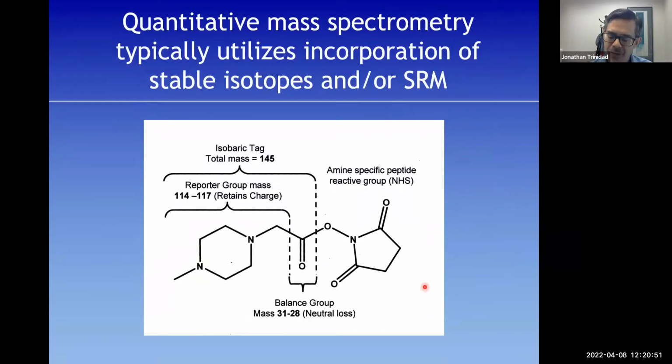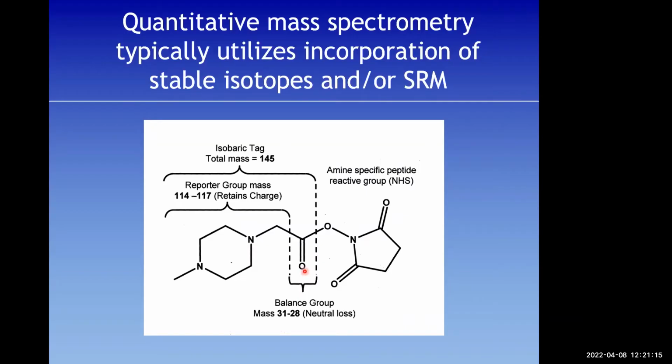The approach they've taken is they have a reactive group, this NHS ester. This reacts with primary amines. So after you've digested your sample, all of the amino termini of the peptides are able to be labeled, as well as the lysine side chains. This part falls off, and you get these two parts, the reporter group and then this mass balancing group. And you notice there's a lot of atoms here. There's a lot of carbons, a lot of nitrogens, and an oxygen.